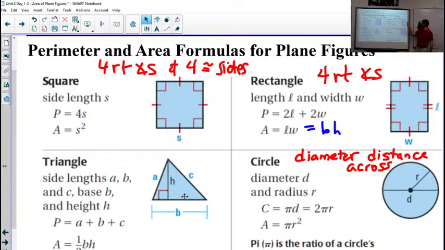Rectangle. Again, all the angles are the same, but the sides are not. So I've got 2 pairs of sides that match up, but all 4 sides don't match up this time. And so for perimeter, again, add up all the sides, but 2 of the pairs of sides are the same, so it's just pairing those up. And then area, you may have seen it as length times width. Another way that you'll see it, and the way that I'll write it sometimes, is base times height.